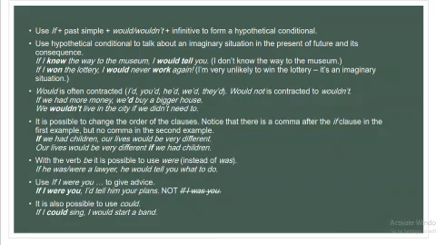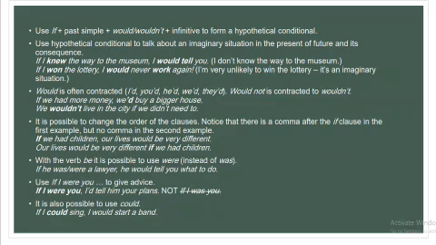Look at the examples. If I knew the way to the museum, I would tell you. It means I don't know the way to the museum. And the other example is, if I won the lottery, I would never work again. It means I'm very unlikely to win the lottery.